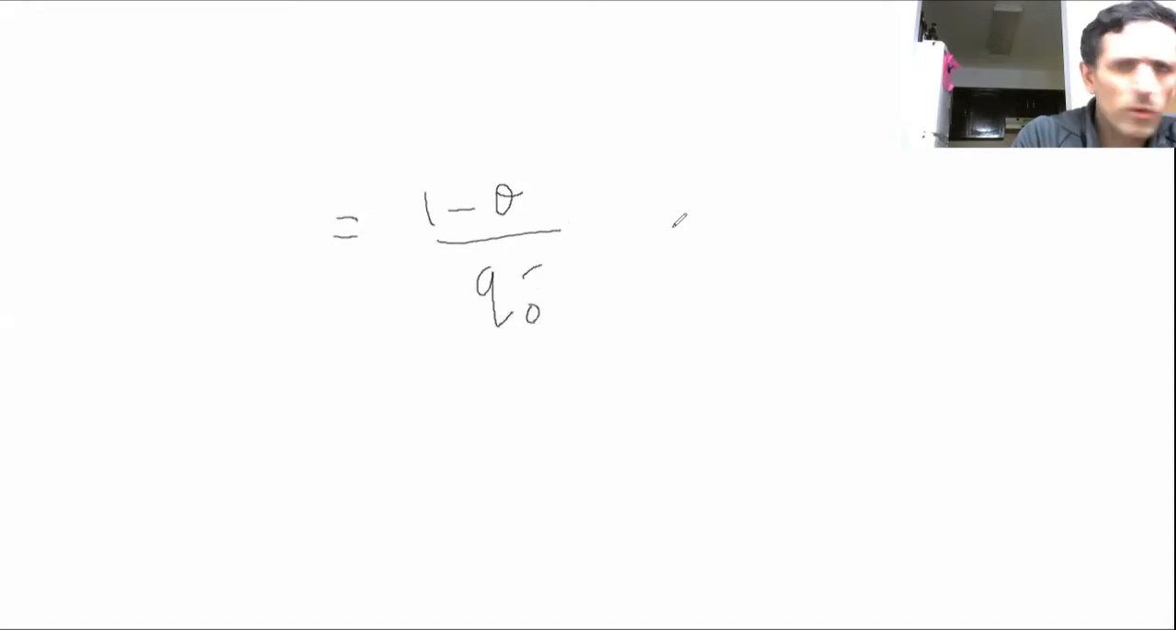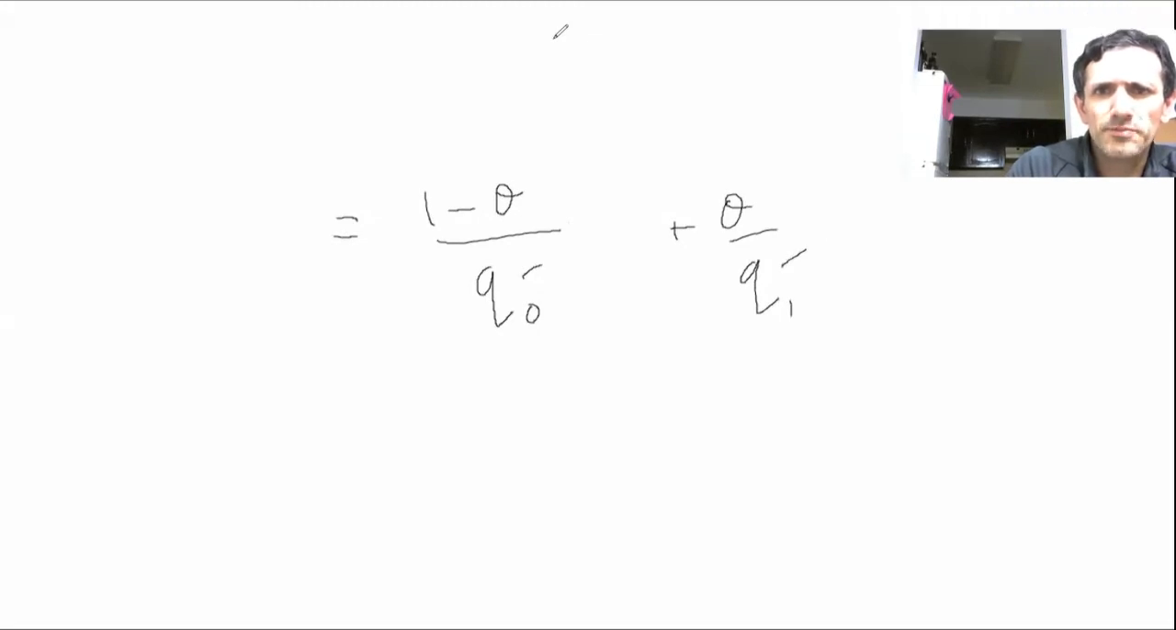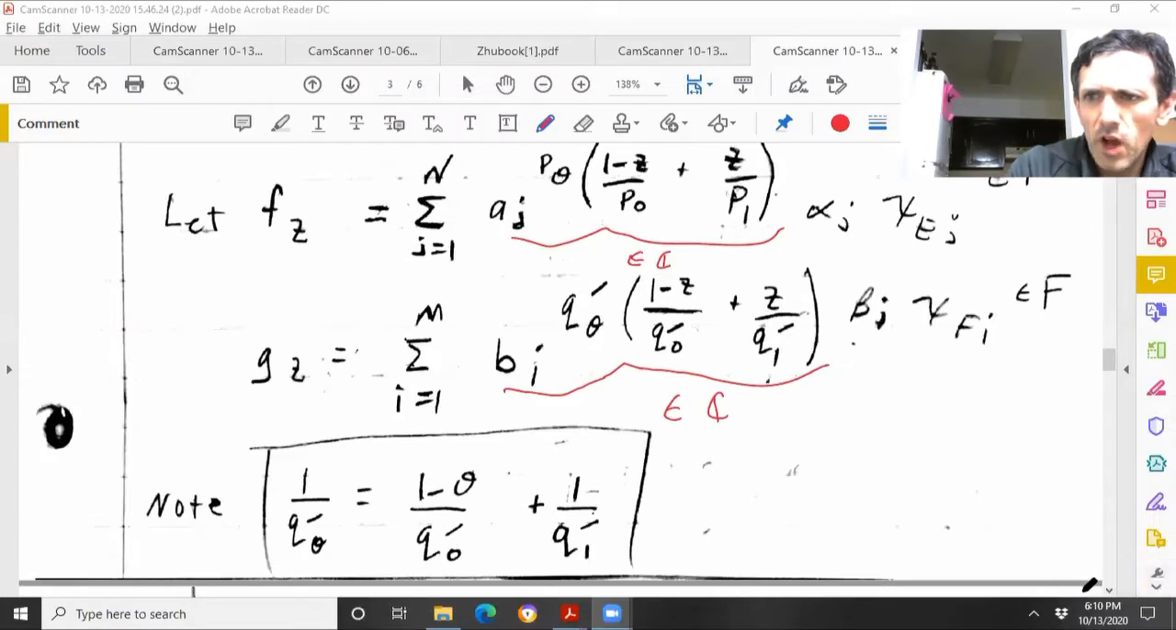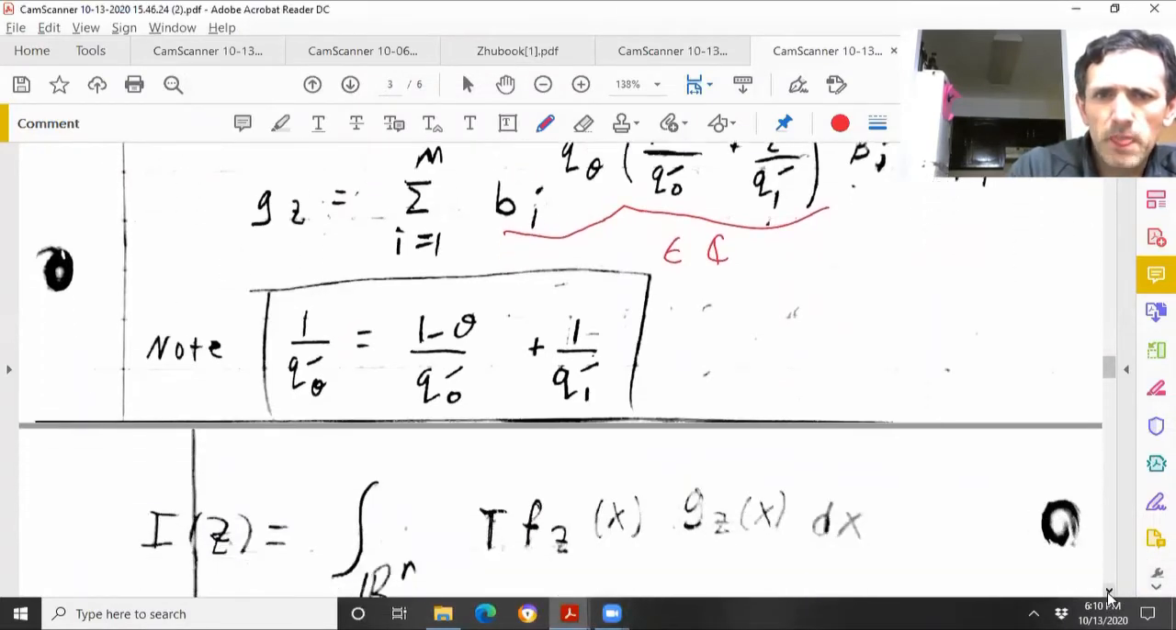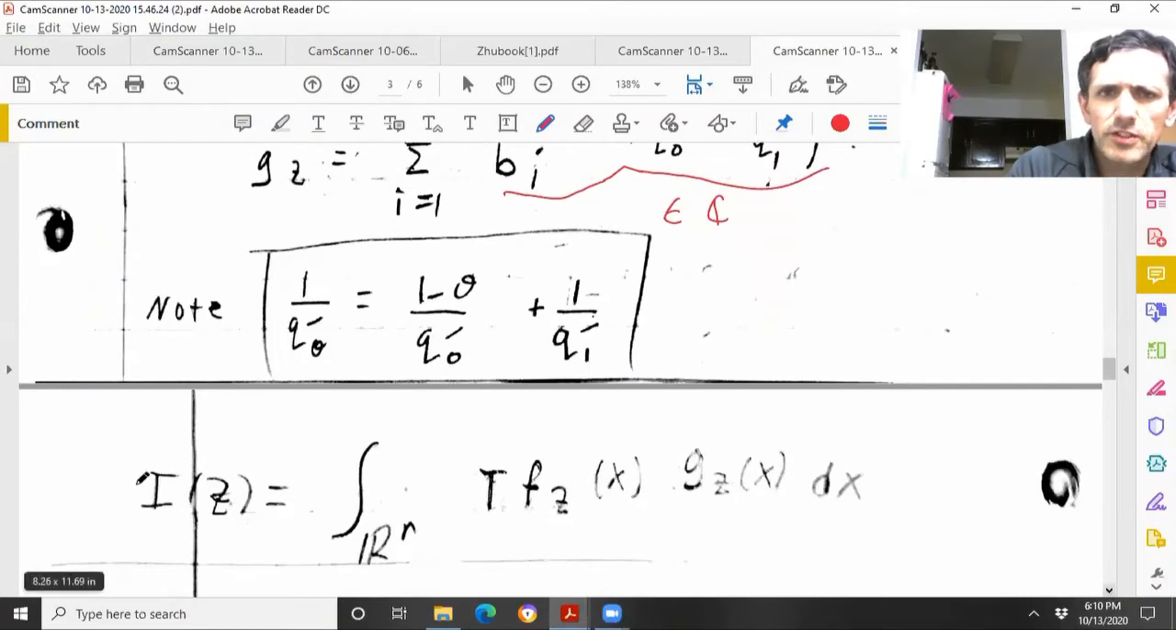1 minus theta over q0 prime plus theta over q1 prime. So nothing too subtle there. All right, so finally, let's define I of z to be this function right here. Okay, so this is well defined. There's no issue there.